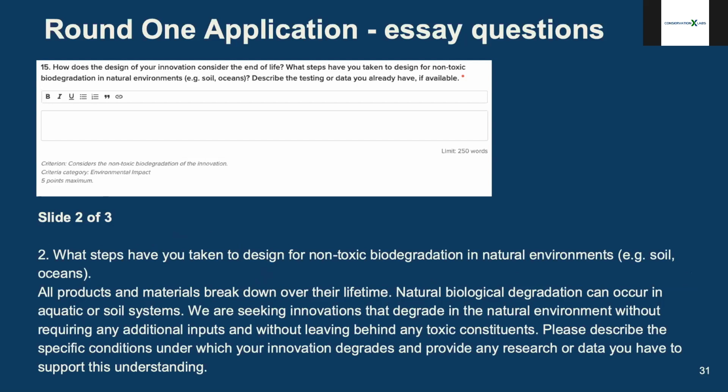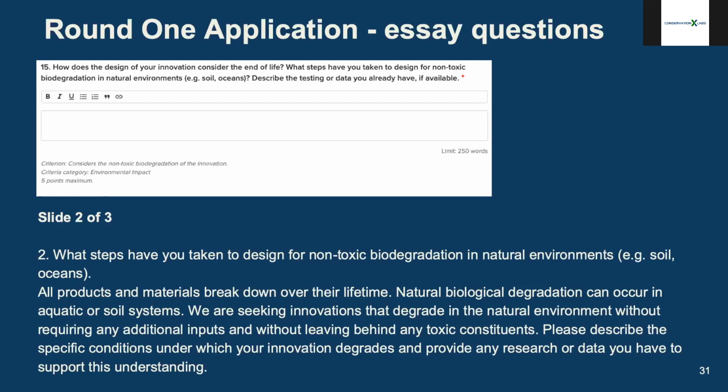We recognize that, of course, all products and materials break down over time, over their lifetime. Natural biological degradation can occur in aquatic or soil systems. We're really seeking innovations that can degrade in the natural environment without requiring any additional inputs and without leaving behind any toxic constituents. So here we really want you to describe the specific conditions under which your innovation degrades and provide any research or data that you have to support this understanding.